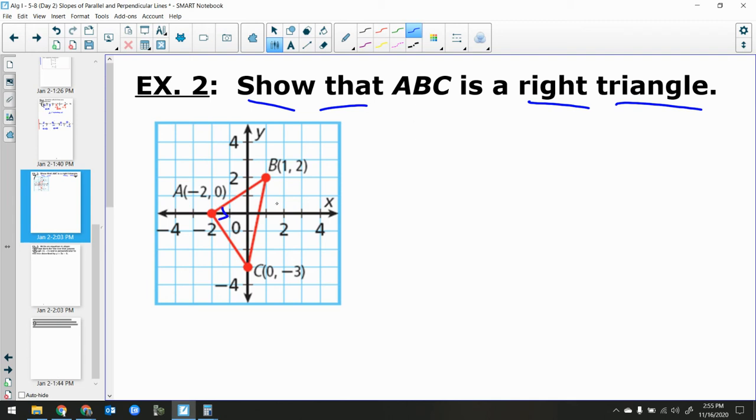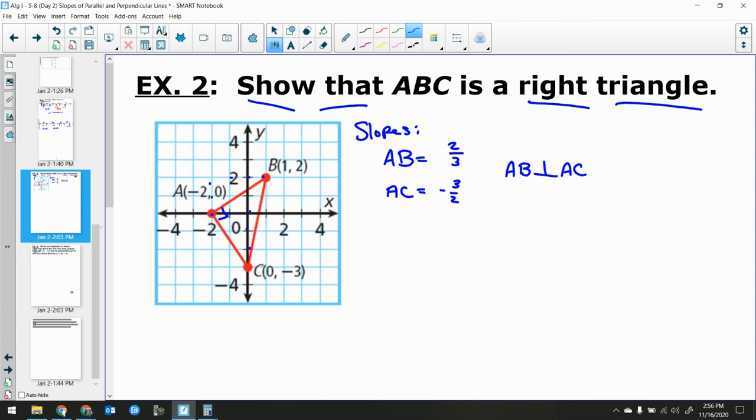Now, do we see where we should create a perpendicular line? We should show the slope for AB and the slope for AC to see if they are indeed perpendicular. So let's find the slopes for each one of these. The slope for AB is rise 2, run 3, and that's a positive sloping line. For AC, rise 3, left 2, so negative 3/2. Are they opposite reciprocals? Yes. AB is indeed perpendicular to AC.